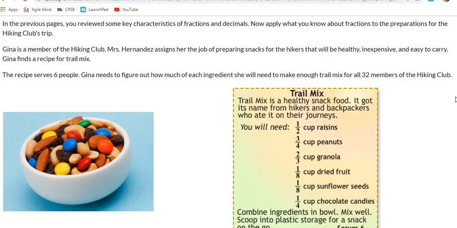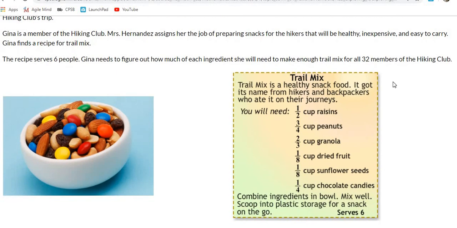The recipe serves 6 people. Gina needs to figure out how much each ingredient she will need to make enough trail mix for all 32 members of the hiking club. Alright, so here's the trail mix recipe.